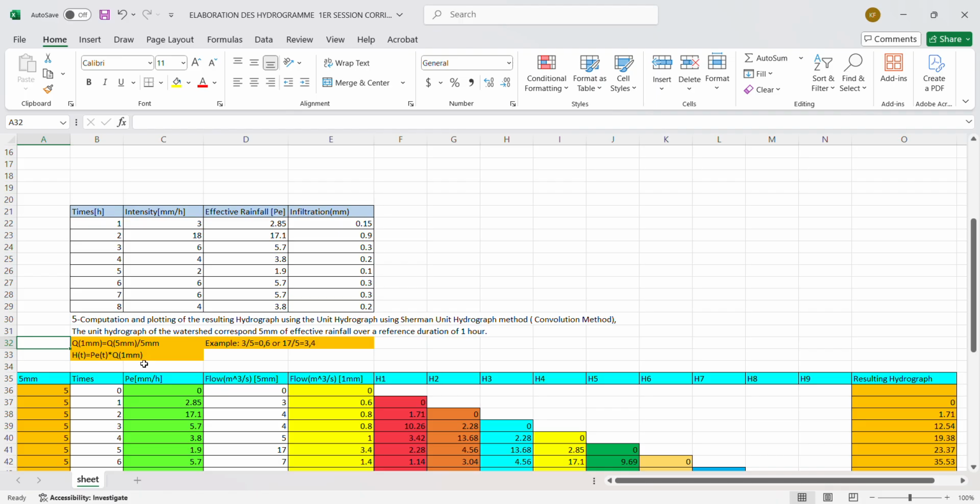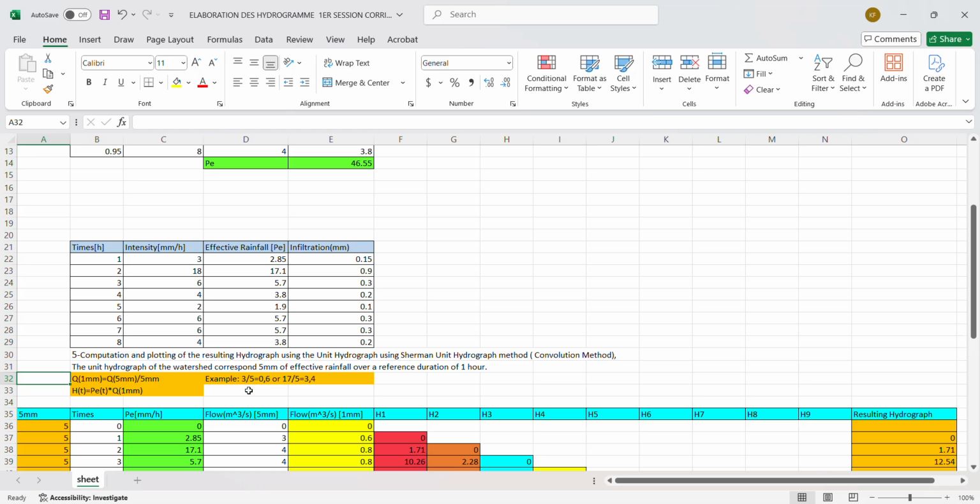Then H is the ordinate of the unit hydrograph. I can say it like this: the ordinate of the hydrograph is equal to the effective rainfall times the flow rate at 1 millimeter. For example, we have 355, but I will show you here.